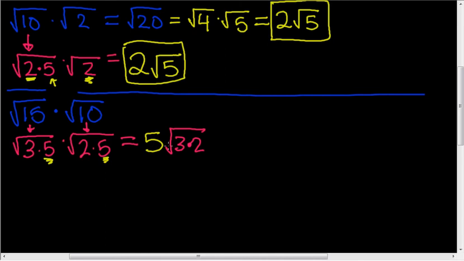So the 5 came out, and I'm left over with the 3 times 2 and the square root symbol. And we'll just simplify that. So we get 5 square root of 6. So the square root of 15 times the square root of 10 is the same as 5 times the square root of 6. Because each one of these here had a 5 in it that we could take out to the front. And then there was a 2 and a 3 left over, which made the 6.